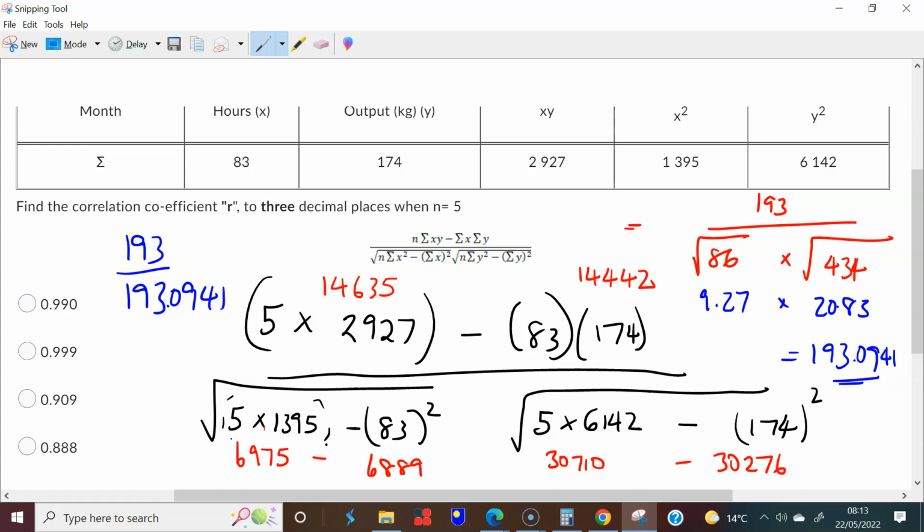193 divided by 193.0941. I have 0.999. So this is good. There's no risk, I was worried that it might be off, but this is a strong 0.999. So that's your answer. It just takes a bit of a long time to do, but you get the 2 marks, so you're safe. Cool, great stuff.